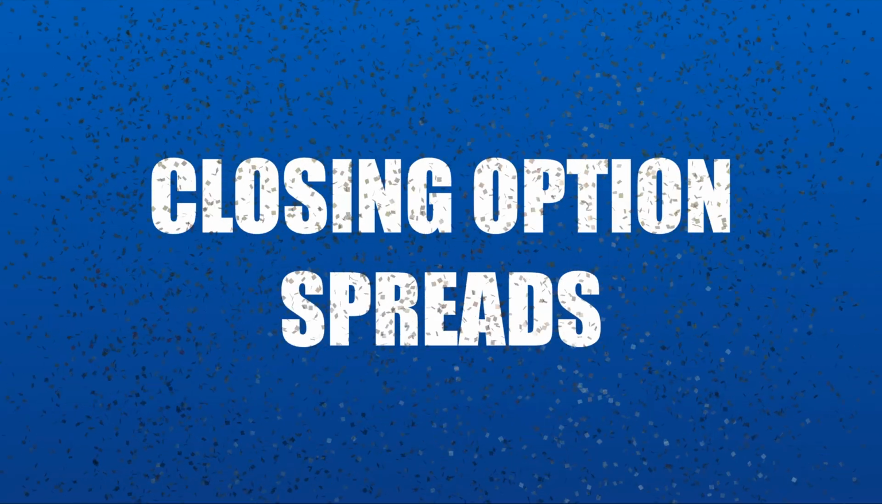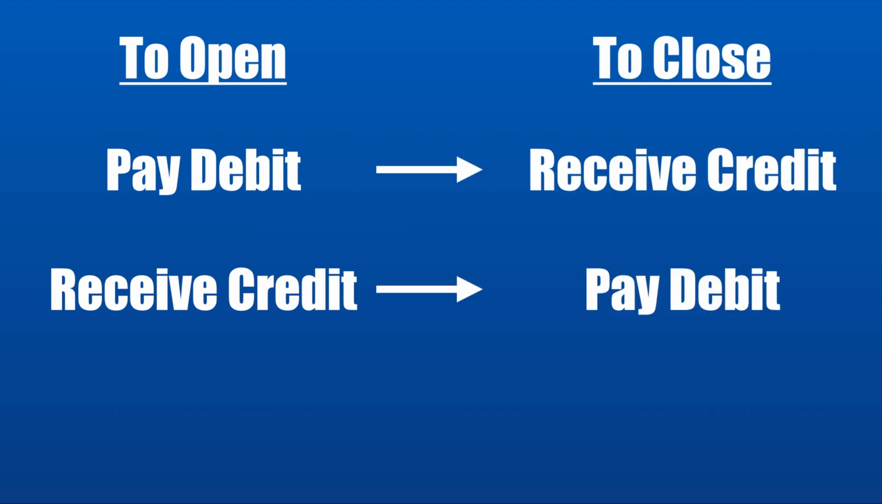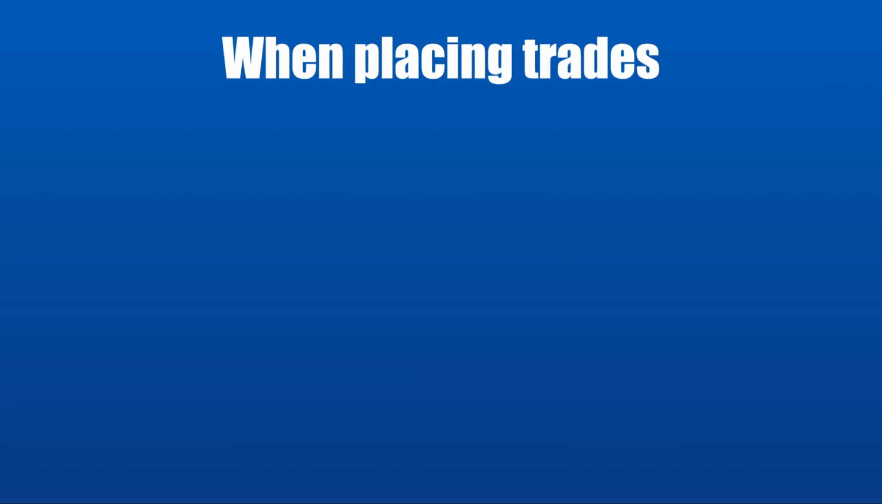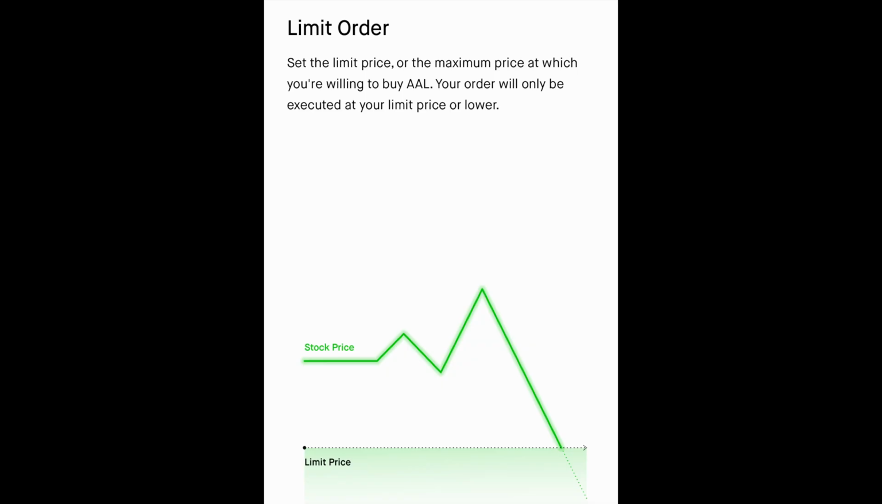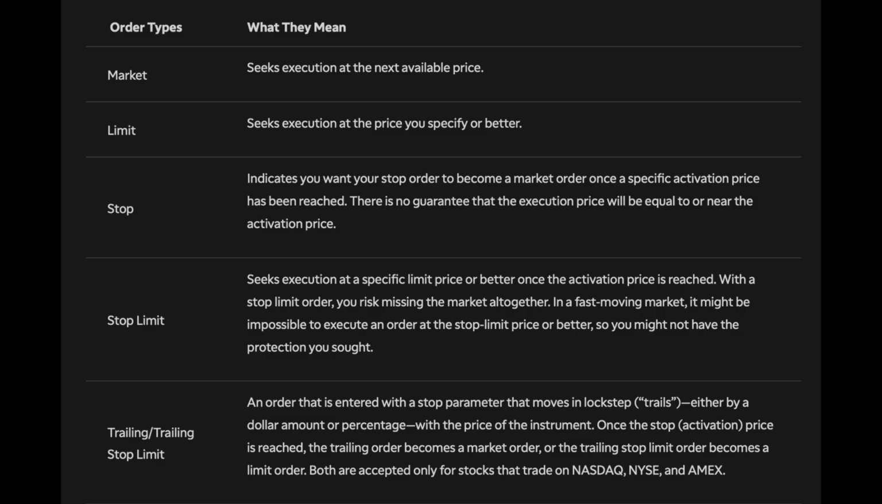So this is a topic that can get really confusing, but if you just think about it logically, it's not too hard to grasp. Anytime you open a spread one way, meaning you either pay a debit or take in a credit, you're going to close it the opposite way. Also, anytime that you place an order, whether it's closing or opening, I always recommend at the minimum that you set a limit order as opposed to a market order. That way you determine the best price that you want when you plan your trade. Robinhood will do this by default and will actually only allow you to place limit orders on spreads. Thinkorswim allows for a few more options, but for the purposes of this video, we'll just stick to limit orders.